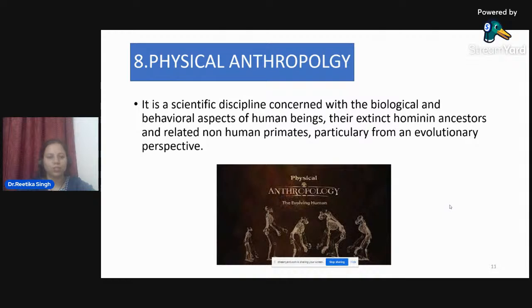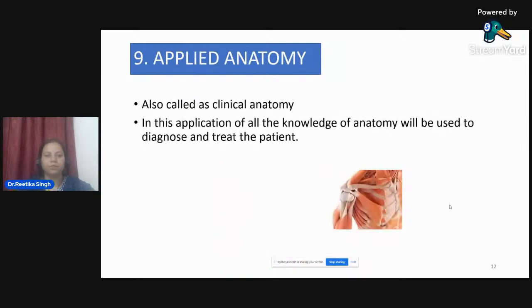Physical anthropology is a scientific discipline concerned with the biological and behavioral aspects of human beings. As we all know, our ancestors are Homo sapiens, and then its development from Homo sapiens to the humans. These all are studied under physical anthropology. Then applied anatomy, also known as clinical anatomy.